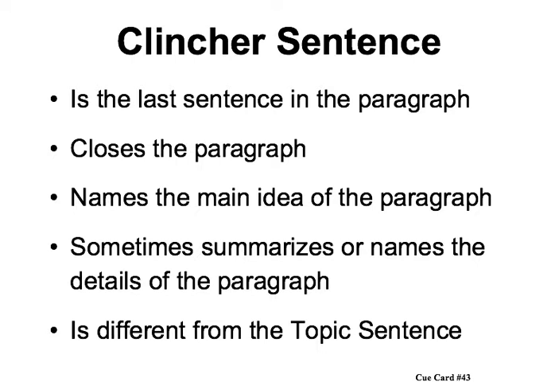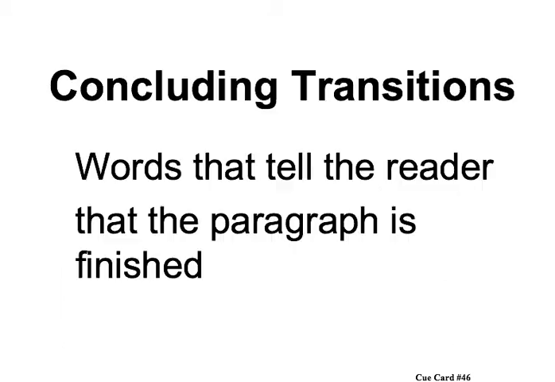The clincher sentence names the main idea of the paragraph. It sometimes summarizes or names the details of the paragraph, and it is always different from the topic sentence. So the first sentence and the last sentence are never going to be the same. All concluding sentences, your clincher sentences, have concluding transitions. Those are the words that tell the reader that the paragraph is finished.